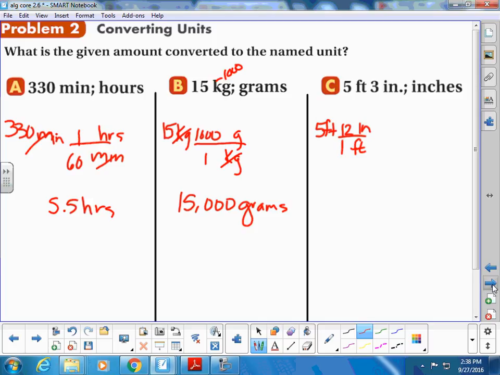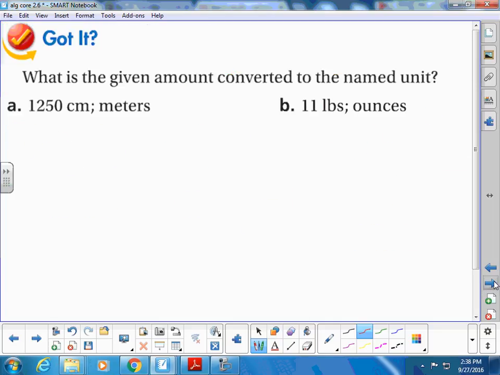So I have 5 times 12, which is 60. So my feet cancel out. So 5 feet is 60 inches. And it said 5 foot 3 inches, so it's going to be 60 inches plus those 3. So 63 inches is 5 feet 3 inches. There should be a couple of ones for you to check, so go ahead and do those.